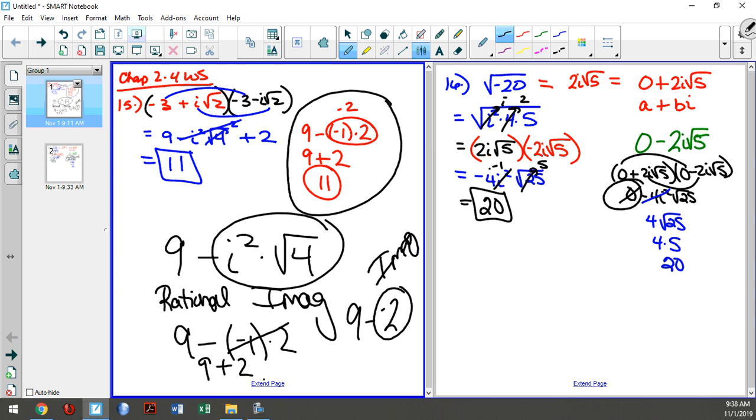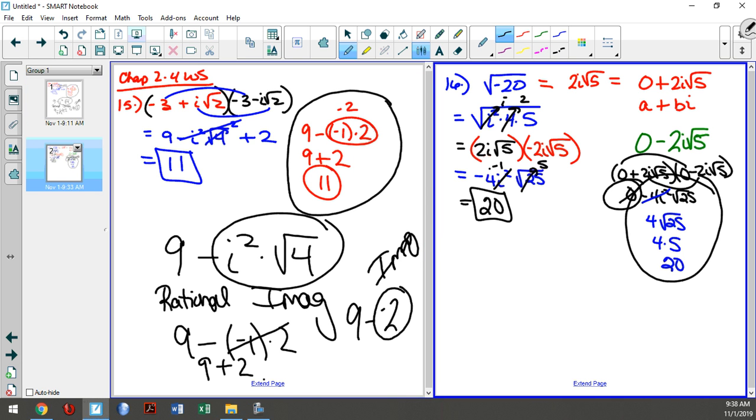I multiplied the -1 times the 2. And this is the imaginary part that I'm calculating over on this side as well, which is why I'm multiplying 4 times 5, because I'm simplifying the imaginary part of the complex number. You with me? Does that make more sense to you now? Awesome.